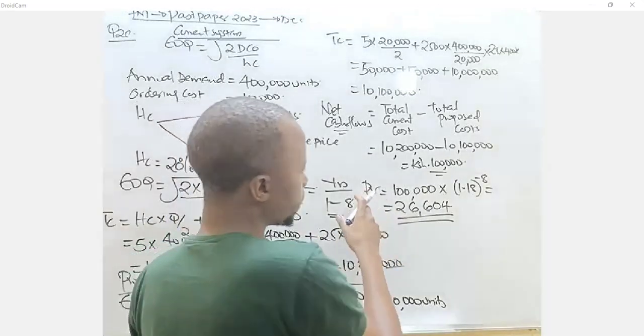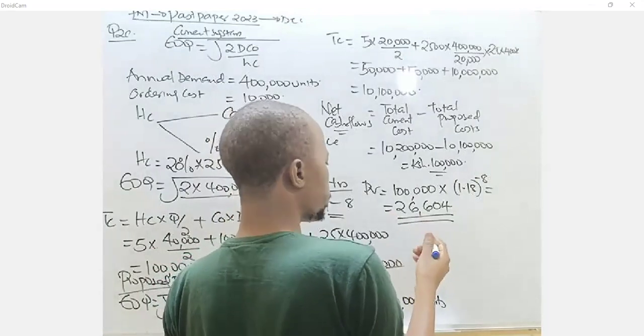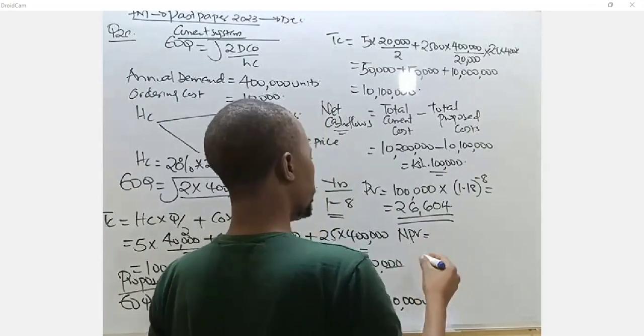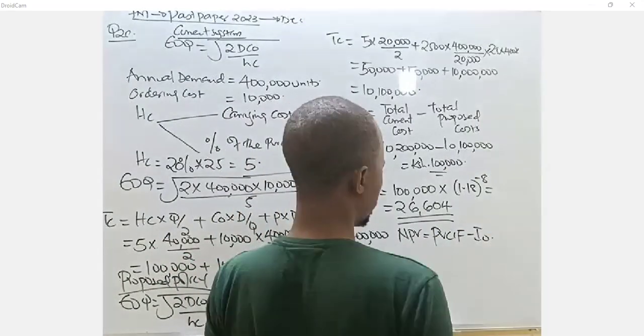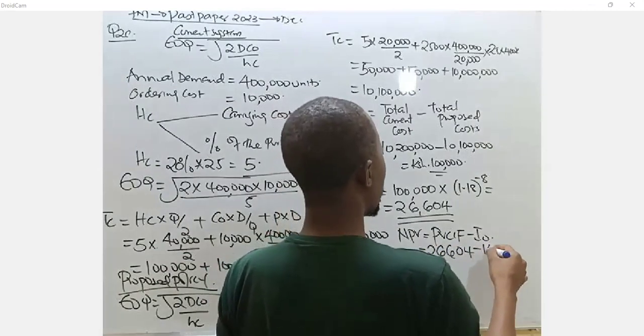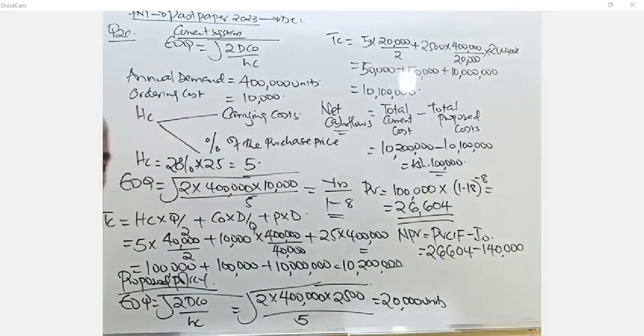Remember, the present value of the new changes will be 26,000. So to compute your NPV now, so that we can advise, we normally take the present value of the cash inflow minus the initial fee. In this case, it means we take 26,604 minus our initial fee for the new proposed system. The new proposed system is 140,000.